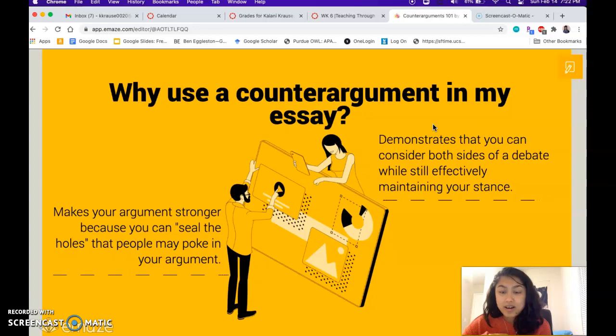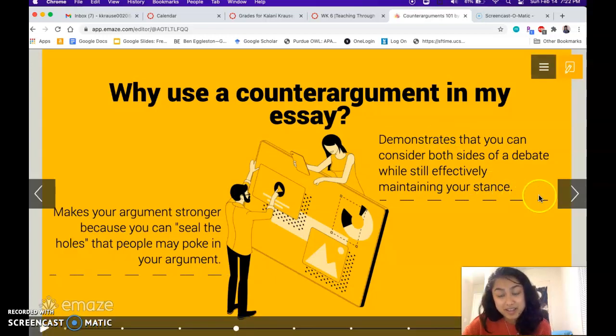So including a counterargument demonstrates that you can consider both sides of a debate while still effectively maintaining your stance. You might have witnessed a situation where someone is debating and it's very, very one-sided. They're just talking about themselves, just talking about what they believe. They're not bringing up any points that would go against what they're saying. And as a listener, you might be skeptical. You might be thinking, well, all you're saying is all these good things, but there are other bad things that you might want to consider. An effective writer considers those considerations and includes a counterargument in their essay.